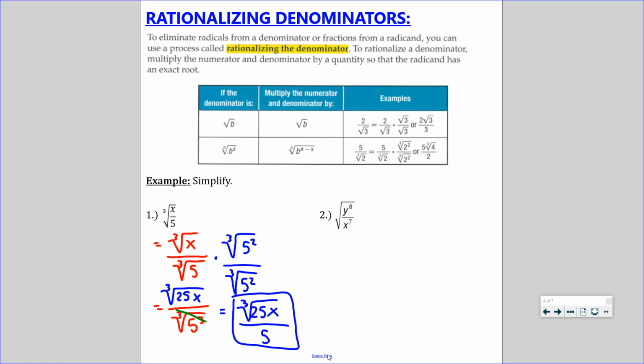This is a square root. It's not bad. First step would probably be to square root the top, and square root the bottom.